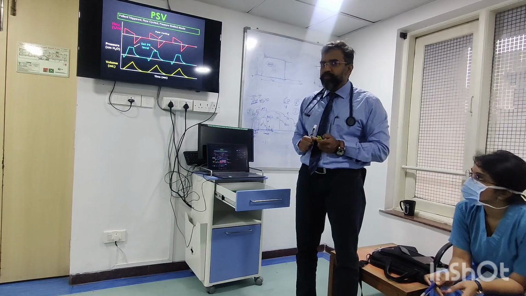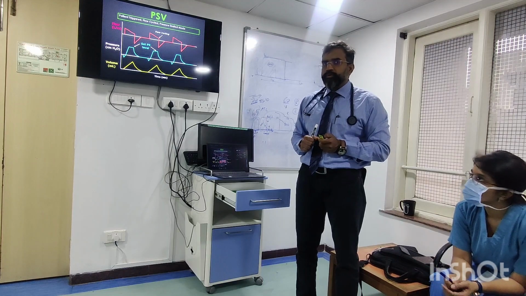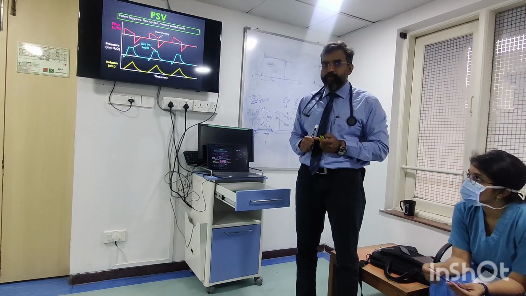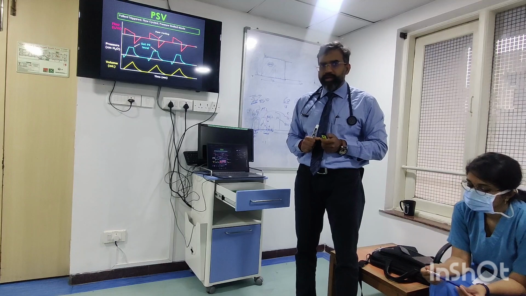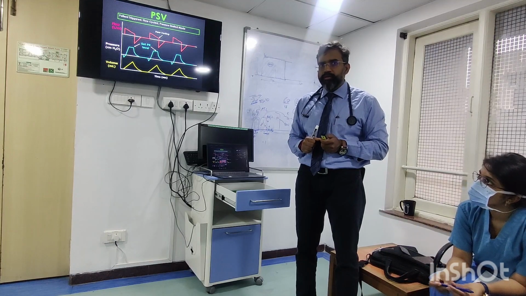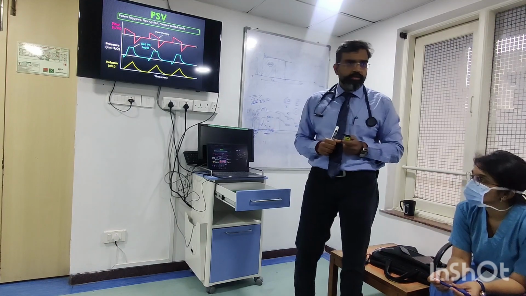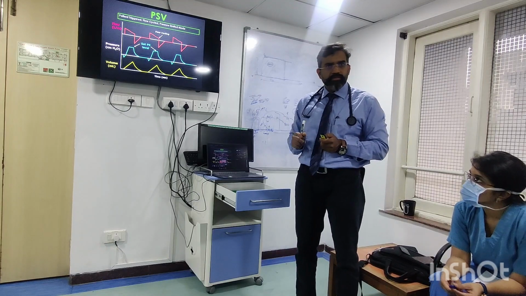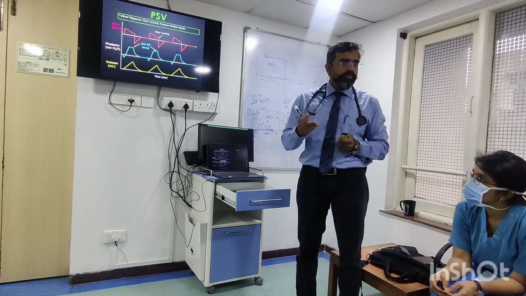Why do you say it's cycled by flow? Since the flow is coming down and cutting off at a certain flow, that's why it's called flow cycle. What is the variable? Variable volumes. There will be volume. Very good. So what kind of mode is this? Pressure support. It is a pressure supported mode.